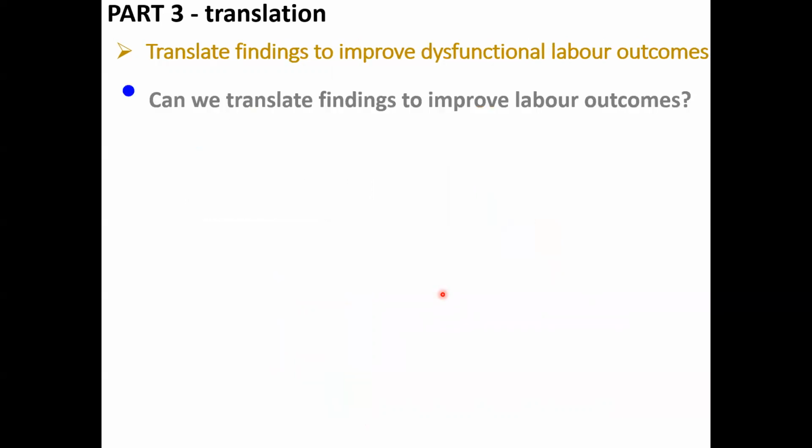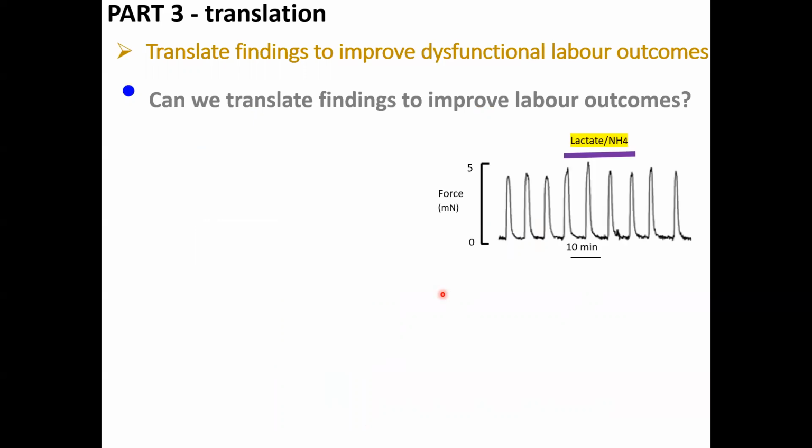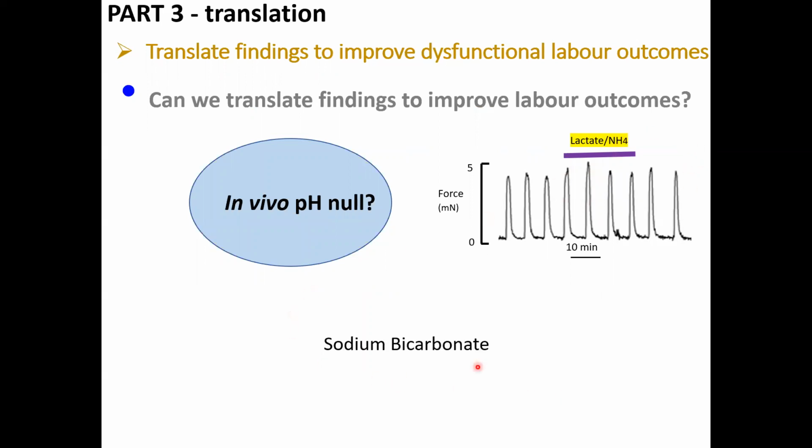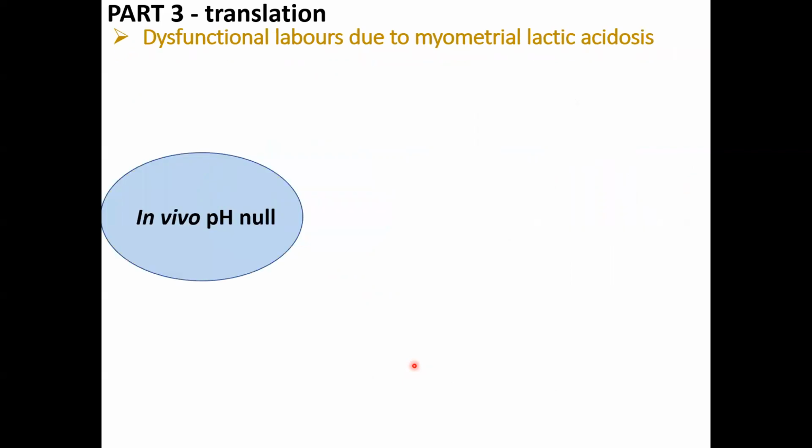So could we take that even further? Can we actually now improve labour outcomes, having seen how important pH and acid are in dysfunctional labours? We've seen the in vitro pH null. What about an in vivo one? Ammonium's not very pleasant, not very palatable, but sodium bicarbonate, another weak base, is something we can tolerate. It's a fizzy drink, basically, if you add water to it.